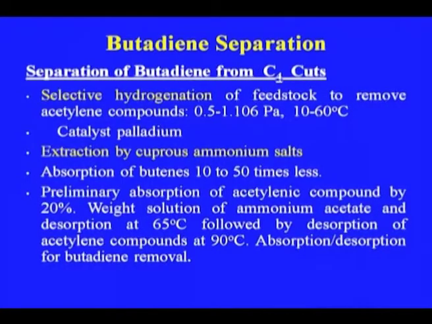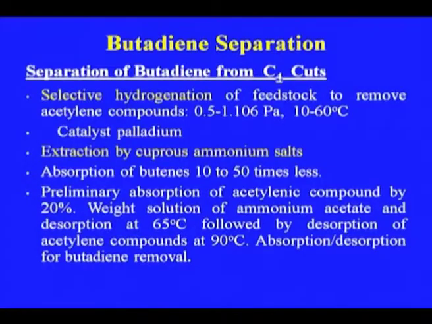Now let us discuss the separation of butadiene from the other C4 fraction. The first stage is the selective hydrogenation of the feedstock to remove the acetylenic compounds, which are not needed when we are using the butadiene for synthetic rubber in polymerization. That is the undesirable part. Here the catalyst, as we discussed in the case of the naphtha cracker also, is palladium, very commonly used in hydrogenation reactions.